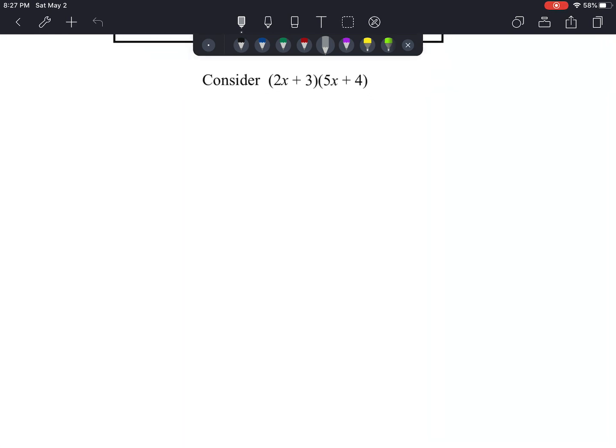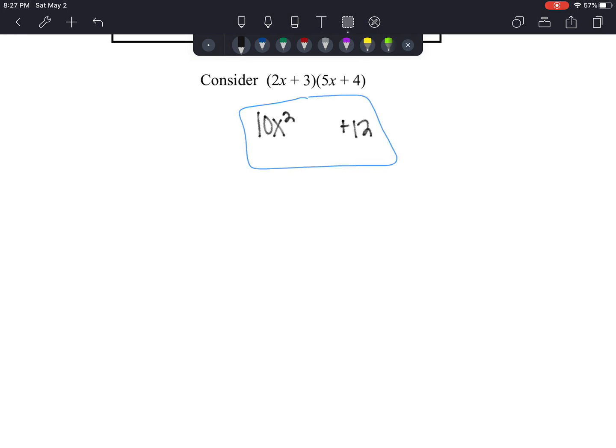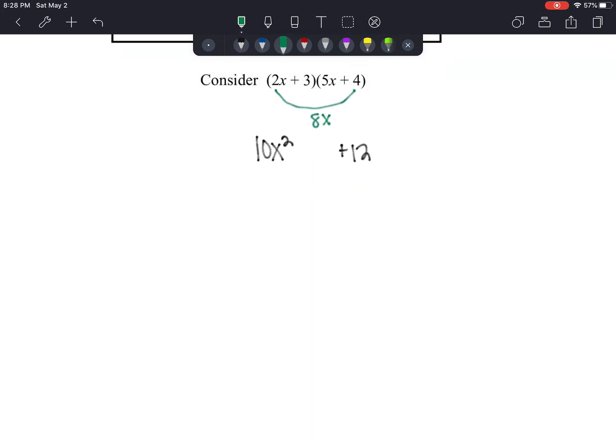Okay, what happens when we have two binomials that we're multiplying together that aren't an x and an x? We have, in this case, 2x and 5x. Well, our first terms end up being 10x squared, right? Our last term ends up being +12. The outer and the inner, the outer is 8x, the inner is 15x. That gives me a +23x.